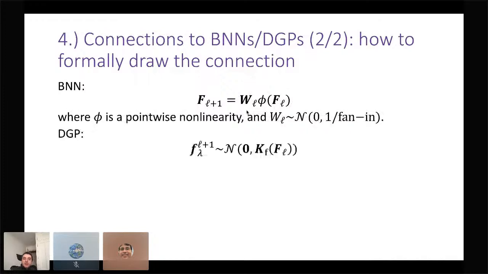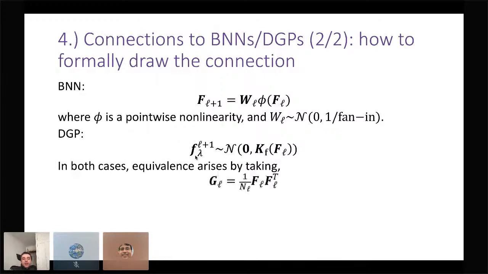Okay. And then a deep Gaussian process looks very similar, or it doesn't really look similar, but it turns out to be quite similar in the sense that we take some features, we transform them with a kernel, and then we use that as the covariance of a Gaussian for the features at the next layer. And this F here is then a vector of all training input points. So this is kind of the activation of one unit for all training inputs. And in both cases, the equivalence arises by taking the Gram matrix here equal to the product of those features with themselves.